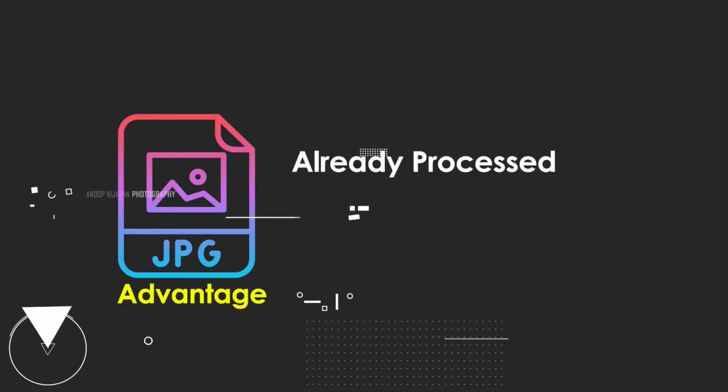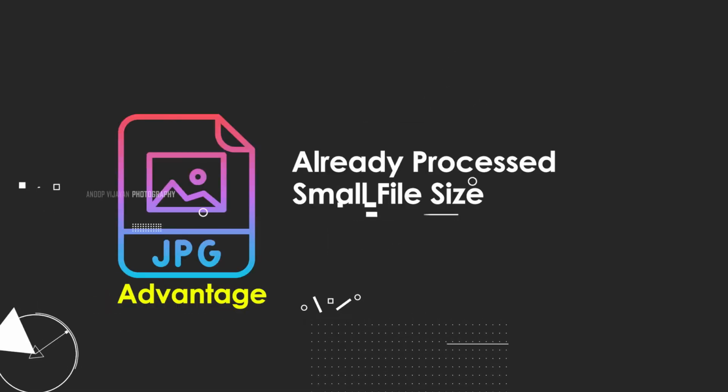This JPEG file also has advantages and disadvantages. The first advantage of the JPEG format is that it is already processed. That means JPEG is fully processed from your camera device itself. So you don't need to do any color correction or any processing, and that helps normal people. Based on your camera settings, these images are created, so you don't need to do any processing over here.